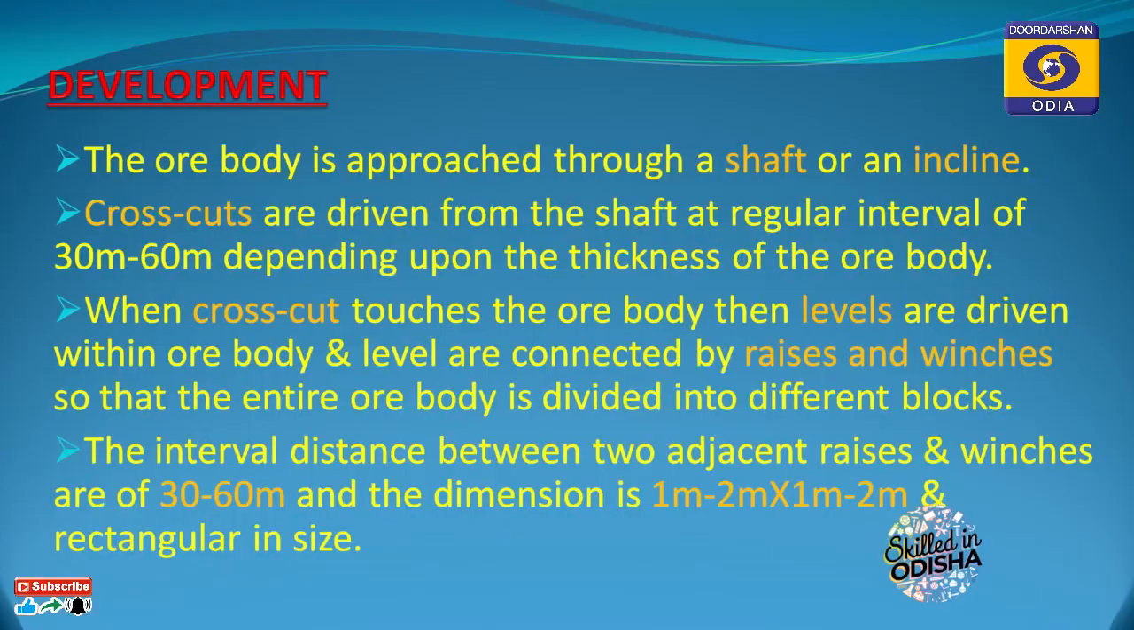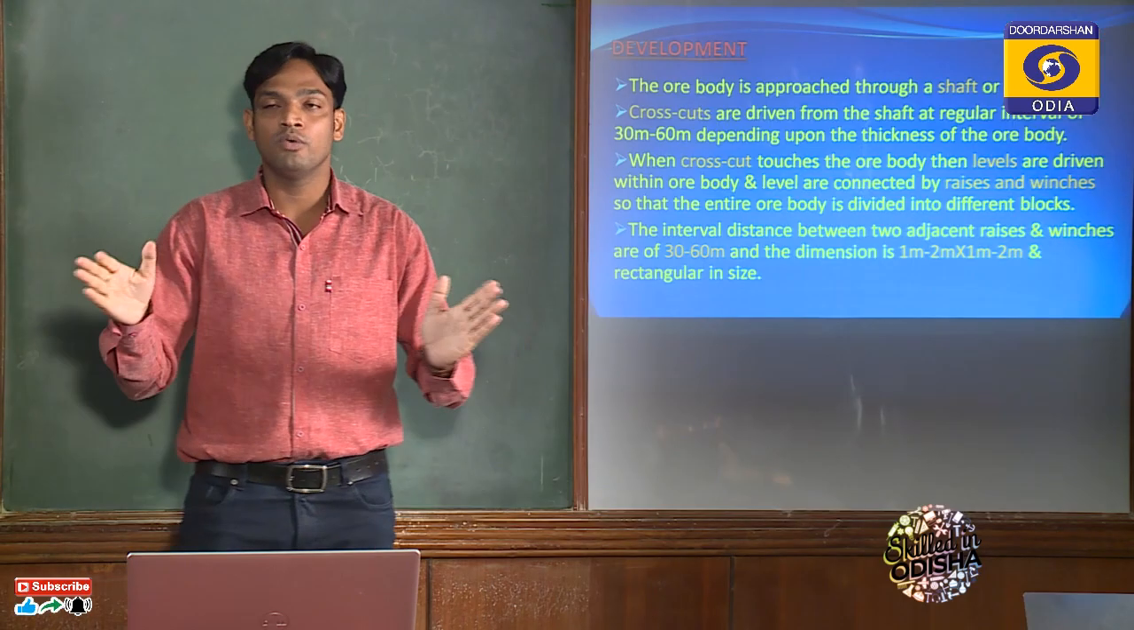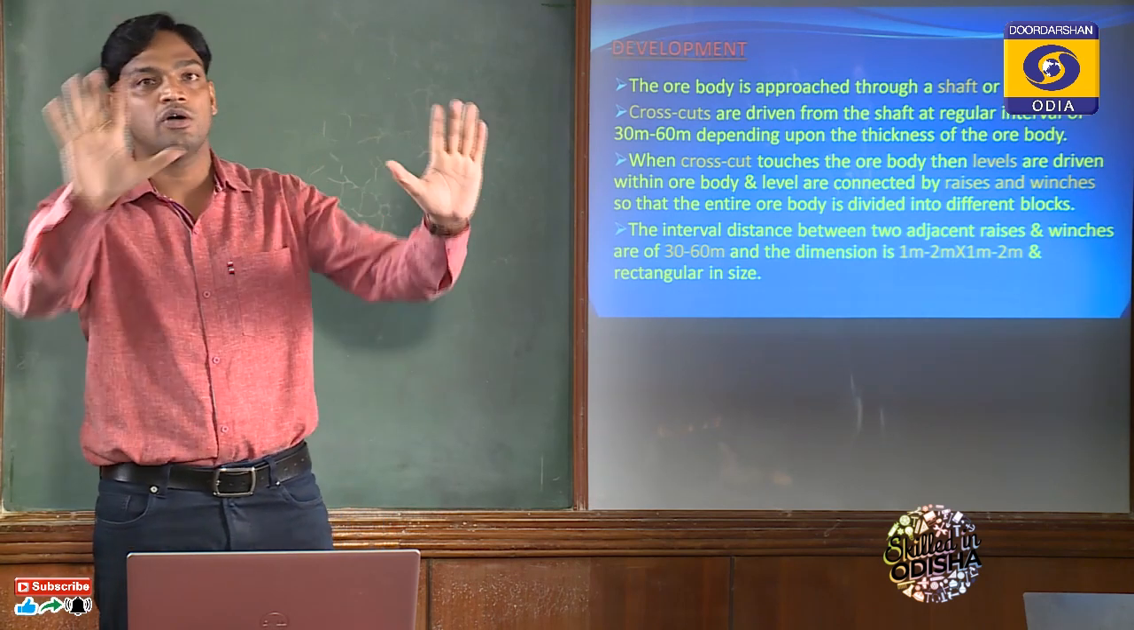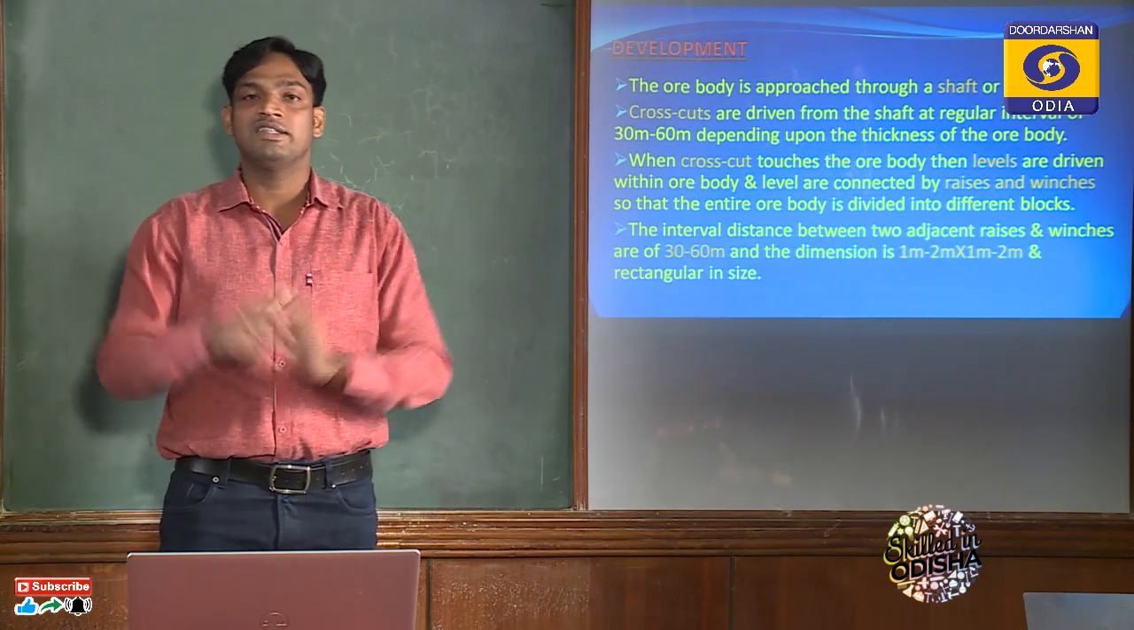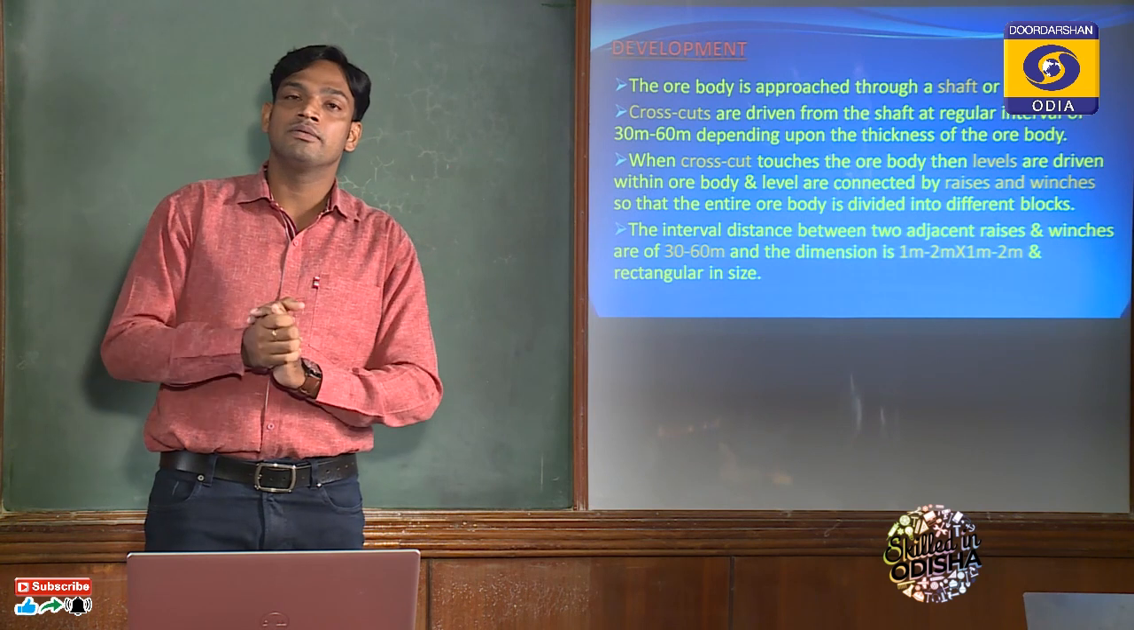So depending upon the thickness of the ore body, the cross cuts are driven, and the interval distance between these cross cuts is 30 meter to 60 meter. When a cross cut touches the ore body, that means we have now reached the ore body. We can see with our eyes, this is the ore body. We have reached the ore body.